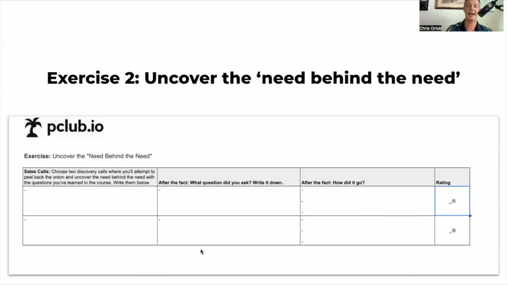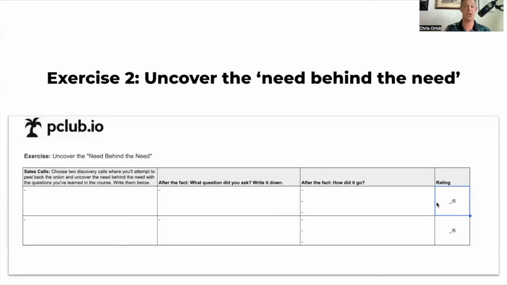And after the fact, after you've done this, maybe you even want to go watch your Gong call or something like that, I want you to write down 2 things. Number 1, what question did you ask, right? When you were in the moment, how did you phrase your question? Write it down in this column for each of those 2 calls. And then self-assess. How did it go? What went well? What was the customer's response? And what will you improve next time to make it even more successful? And then finally, if you want, rate yourself on a scale of 1 to 5 on how well you executed that.